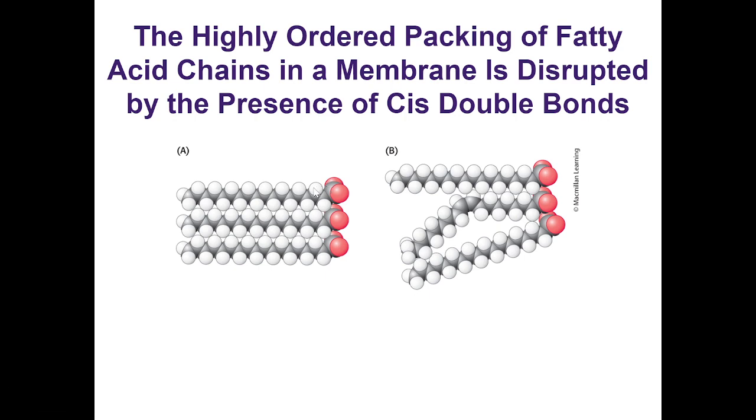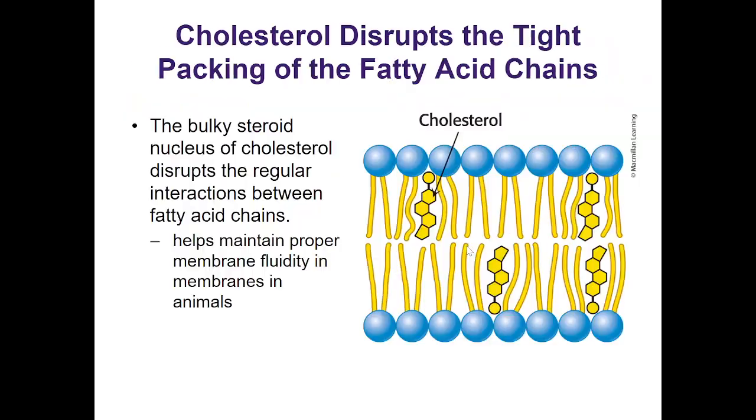This is, again, that packing we can see for the fatty acids, and this one has a cis double bond incorporated. And you can see it does not pack well with the others. It disrupts that. So this right here is going to be with the cholesterol. The bulky steroid nucleus of the cholesterol is going to disrupt the regular interactions between fatty acid chains. This is going to help to maintain the membrane fluidity in membranes in animals.